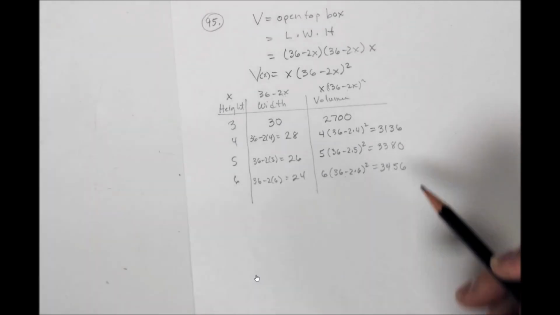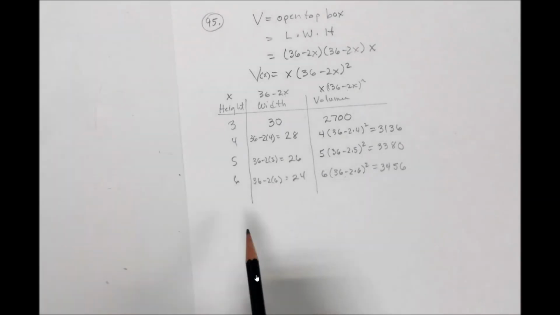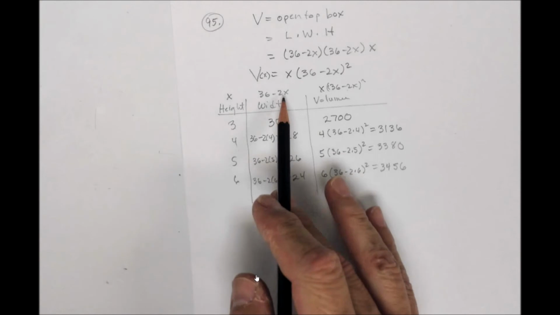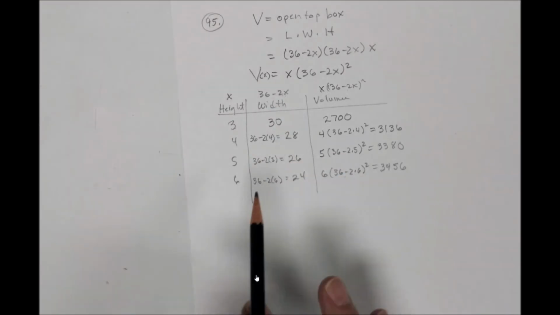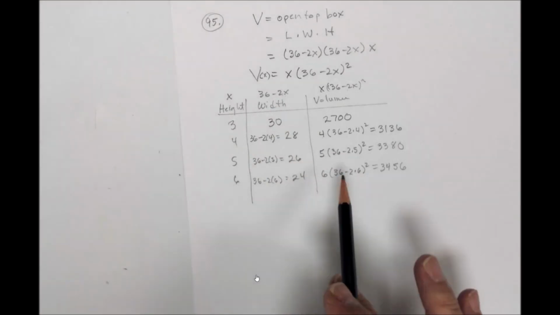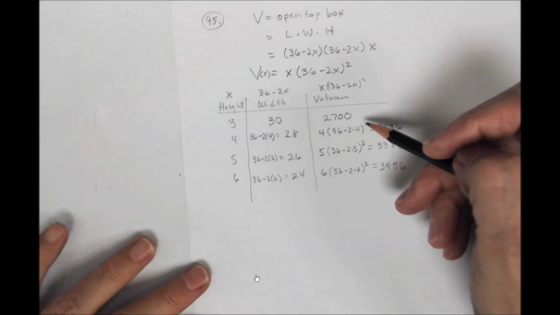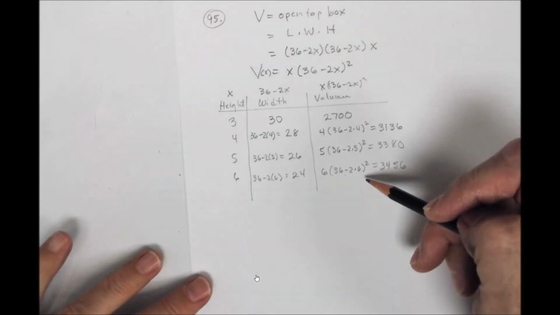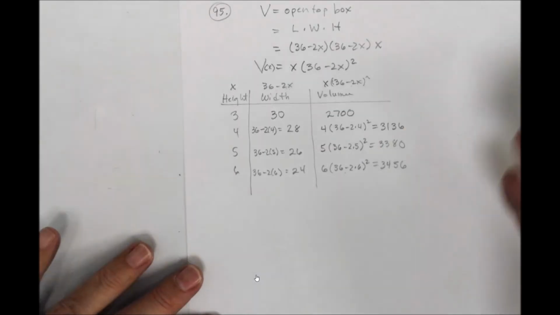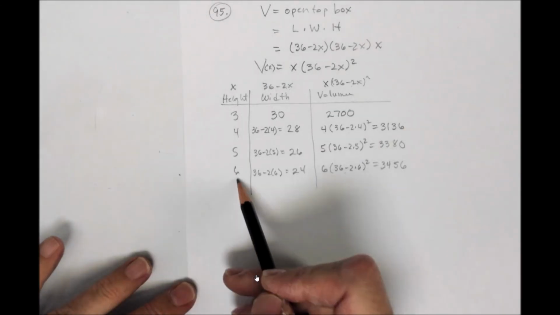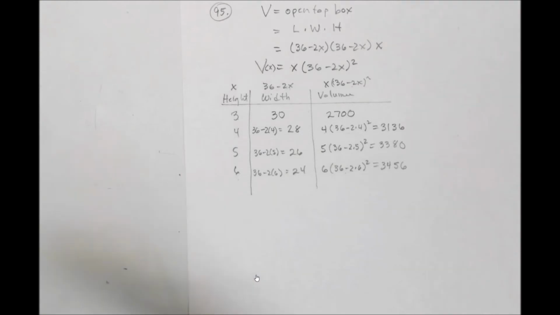And again, it looks like it's getting bigger, but it's getting bigger by smaller amounts. I mean, if I was to use 10, that would be 16 squared is 256 times 10 is 2560. It would be smaller. So I believe this is just to show you that the volume is going to increase for a while. And then eventually, if you keep making the height bigger and bigger, the volume starts to decrease.